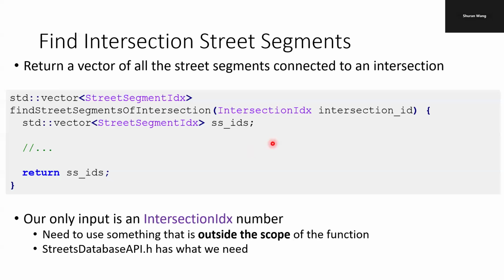So in this case, because we only have the intersection index, we have to access some data that's outside the scope of this function in streets database API.h.